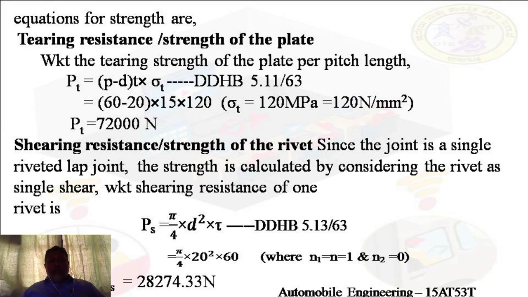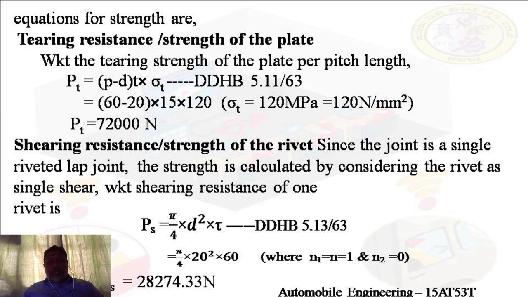Now substitute the values of pitch, diameter, thickness, and stresses. It is 60, that is given, 60 minus 20, and 15 is the thickness, along with the 120 stress. The answer will be 72,000 Newton for tearing strength. Similarly, we have to calculate the shearing resistance or shearing strength of the rivet, which is given by the formula Ps is equal to pi by 4 d square tau into n.